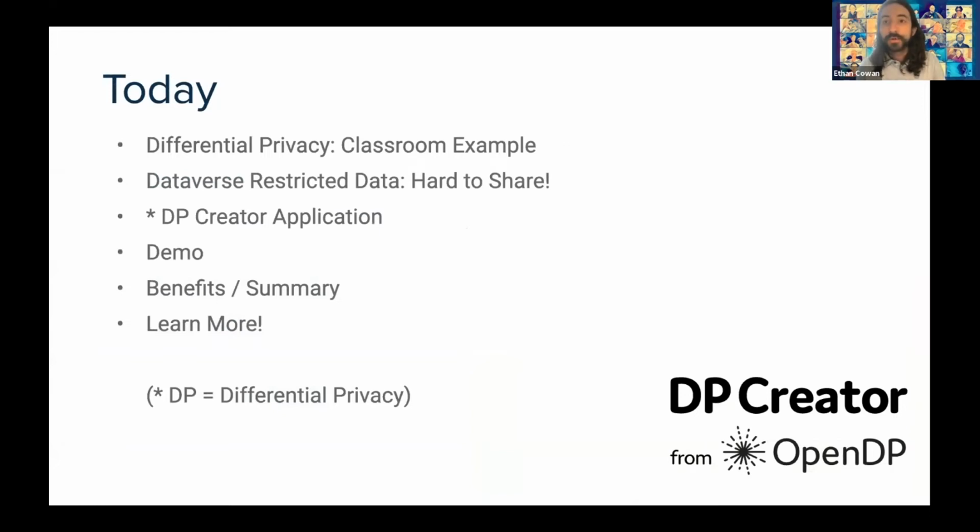A quick summary of what I'll be covering today. This is a real world example of what differential privacy is. This is a Dataverse restricted use case, which is when data is hard to share. We will be talking about the DP Creator application that we've been working on. We will provide a demo of the DP Creator application. We will talk about the benefits and the summary of the project.